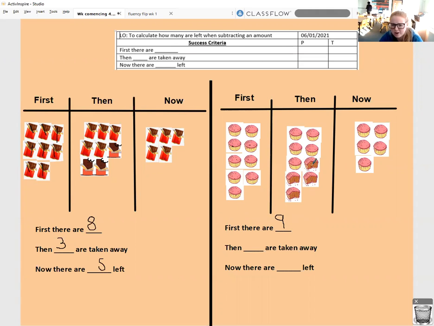Then, how many are taken away? So how many are eaten? Let's have a look. We've got 9 altogether, but how many have been eaten? 1, 2, 3, 4. 4 are taken away because 4 have been eaten.